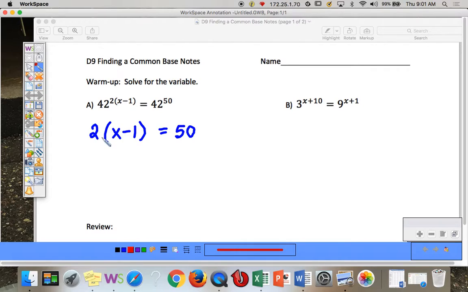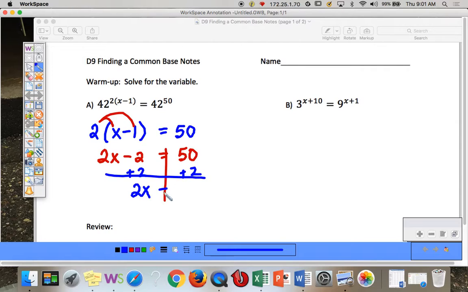There's two ways to get rid of the 2. You can either divide each side by 2. A lot of students like to distribute, so let's show that. We have 2x minus 2 equals 50, and then we're going to solve for x. So we're going to add 2 to each side. We get 2x equals 52. We're going to divide each side by 2. So we get x equals 26. So if x is 26, then both exponents will be 50, and both sides of your equation will be equal.